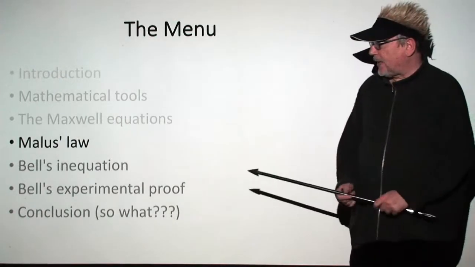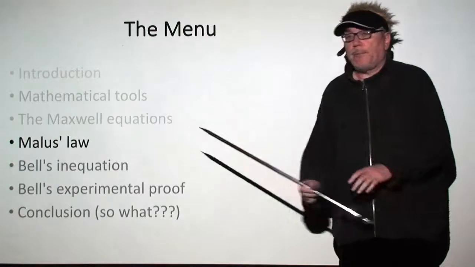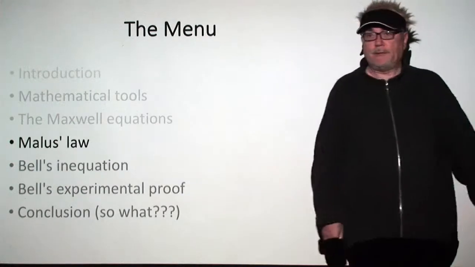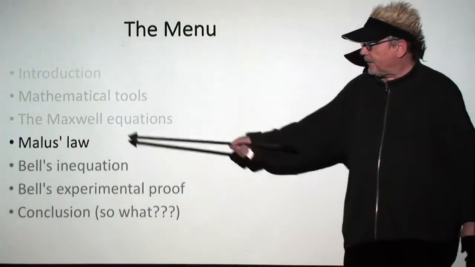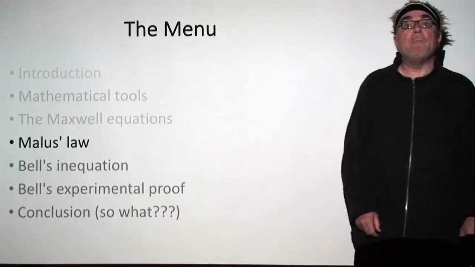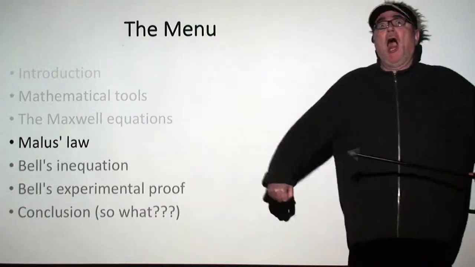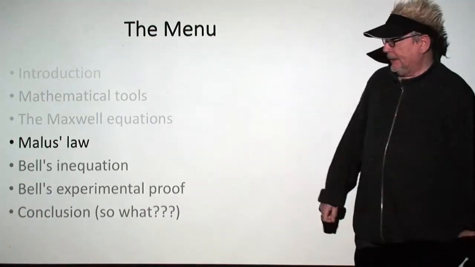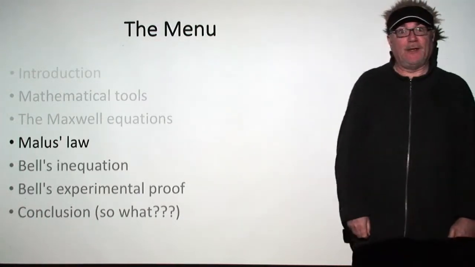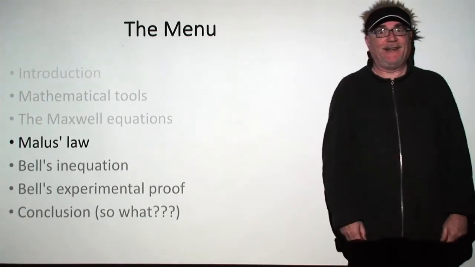That will take us to our last step before the Grail, Bell's equation. And this last step is called Malus law. Malus, another French guy. So we'll see that in the next video. It's gonna be so exciting.